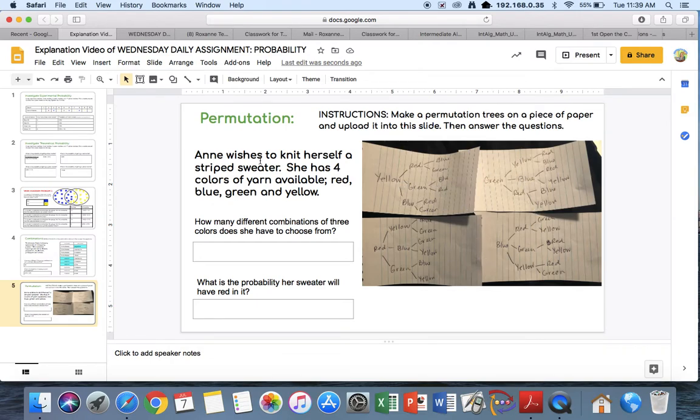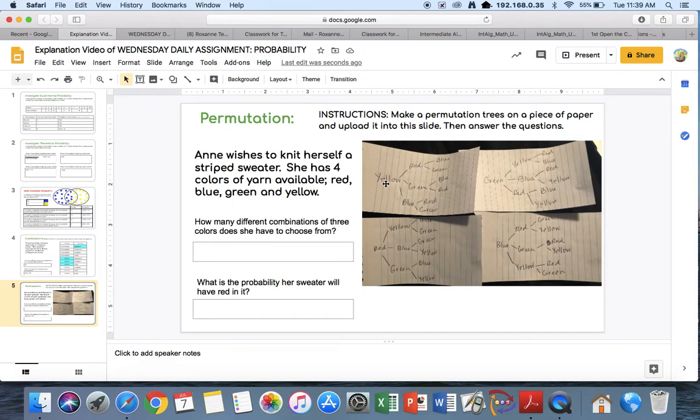So Anne wishes to knit herself a striped sweater. She has 4 colors of yarn available: red, blue, green, and yellow. And my question is, how many different combinations of the 3 colors does she have to choose from? So remember, the combination can be its specific order.